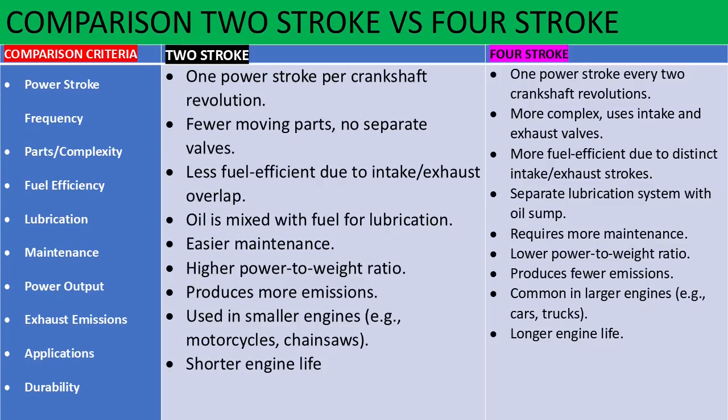Two-stroke engines are suited for smaller engines such as motorcycles, while four-stroke engines are common in larger engines of cars and trucks. A two-stroke engine has fewer moving parts, while a four-stroke engine has more moving parts due to the movement of valves. The two-stroke engine is less fuel efficient due to intake and exhaust overlap, while the four-stroke engine is more fuel efficient.